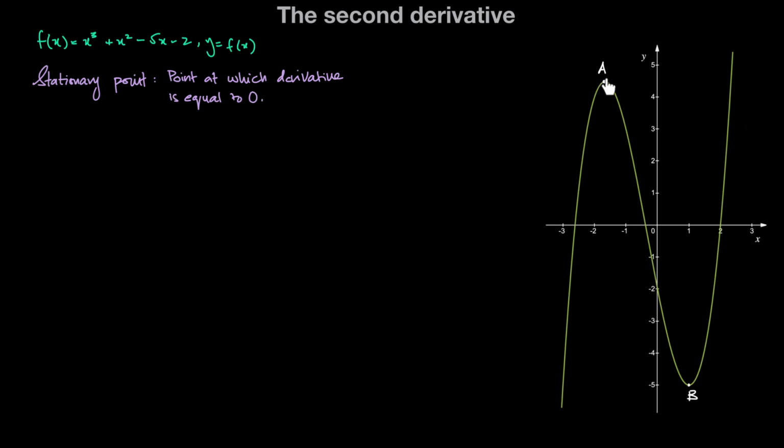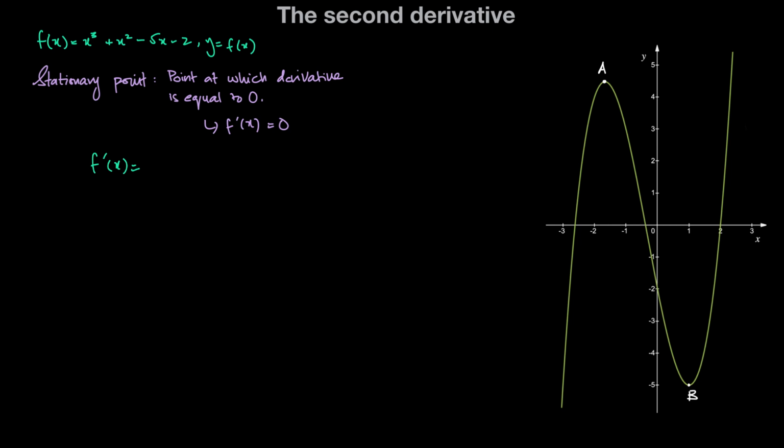Again, stationary points are points at which the derivative is equal to 0. And we know that at the turning point, the slope of the curve, or the slope of the tangent to the curve, is equal to 0. In other words, the derivative is equal to 0. So what we can do over here is find the derivative of the function f of x, that is f prime of x, and set it equal to 0. And we know the values of x for which it's equal to 0 will be the x coordinates of these turning points.